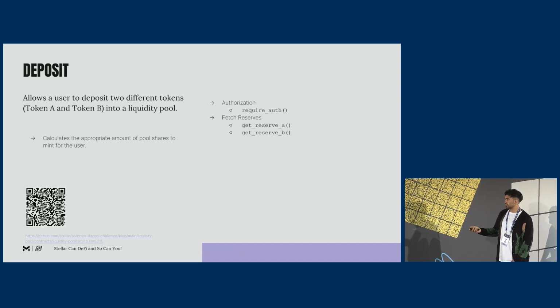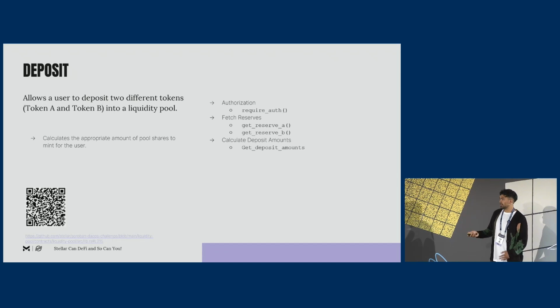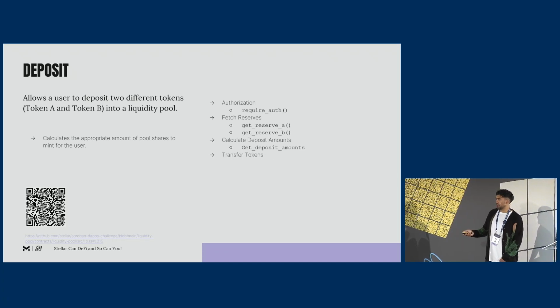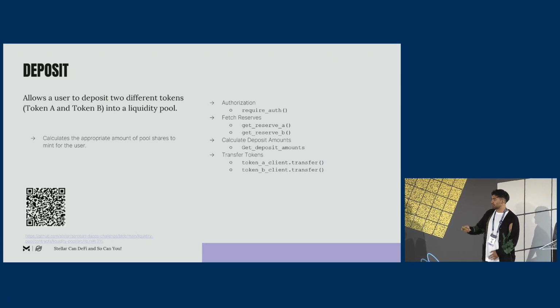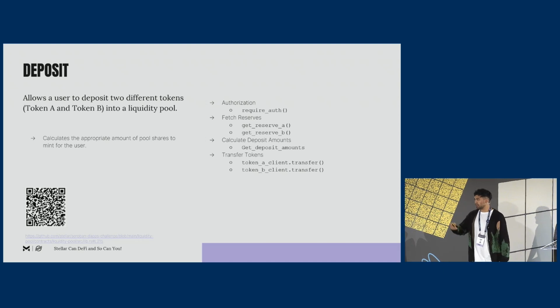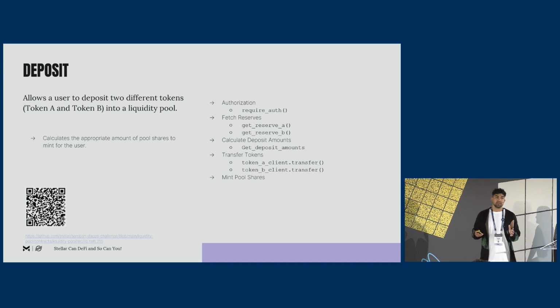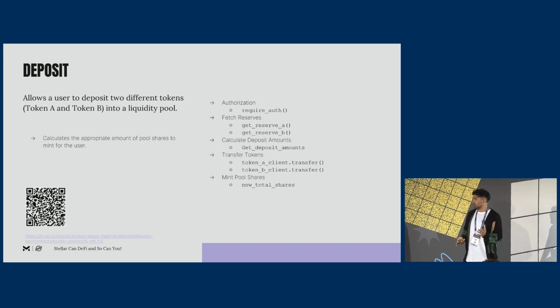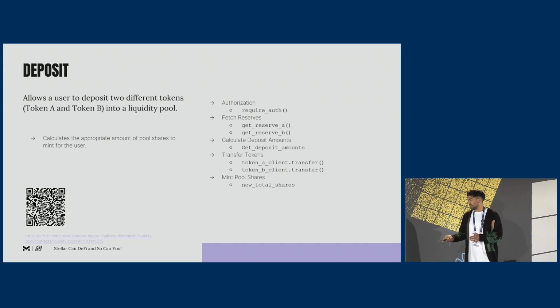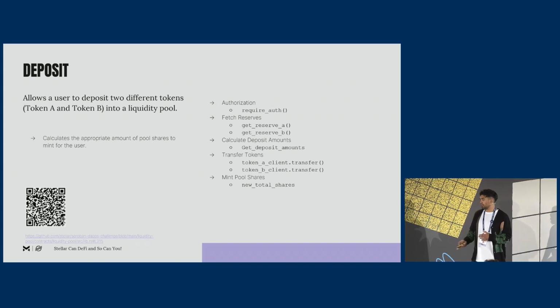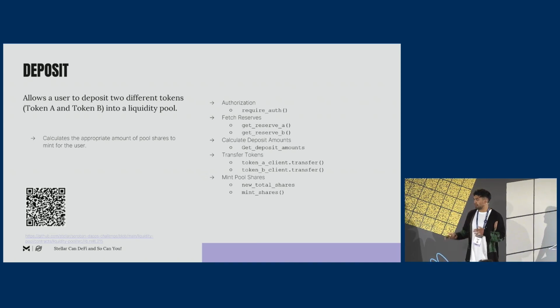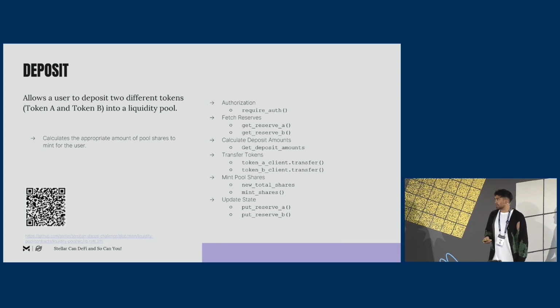We then get those reserves, calculate deposit amounts, and transfer token A and token B from the user over to the liquidity pool. Then we mint those pool shares to the user's wallet. We set the state with our variable here, new total shares. Then we mint those shares and update the reserves in the state of the smart contract.